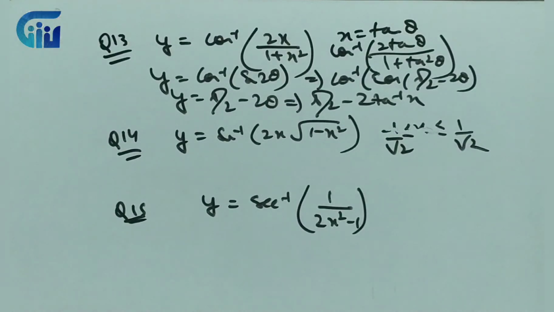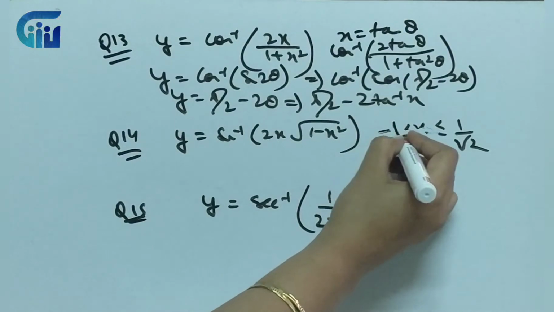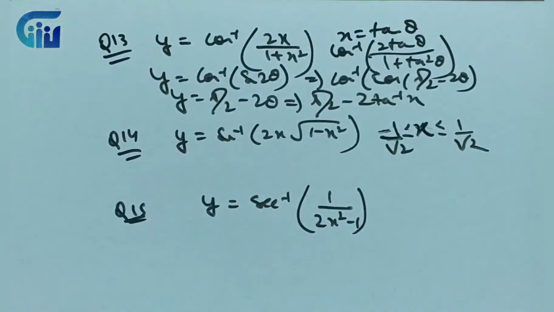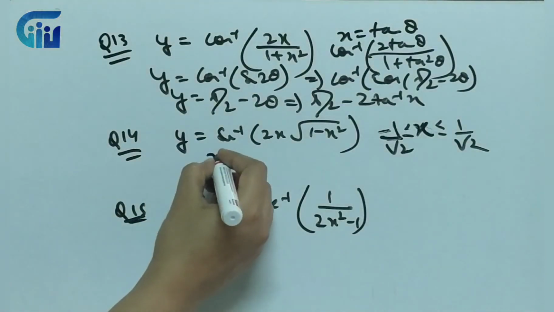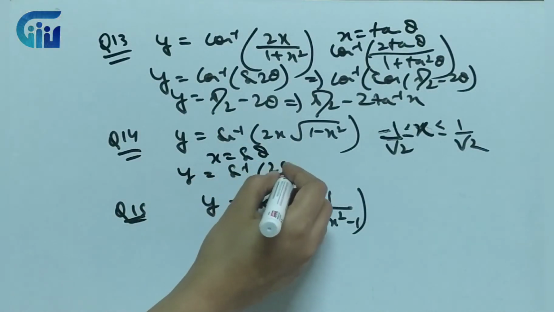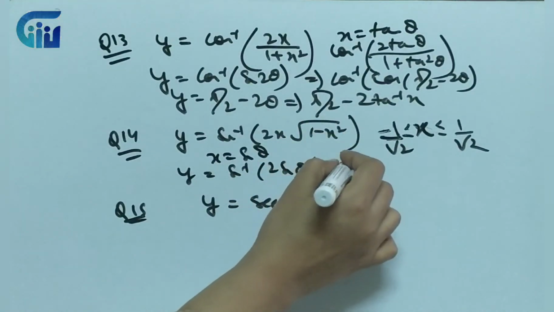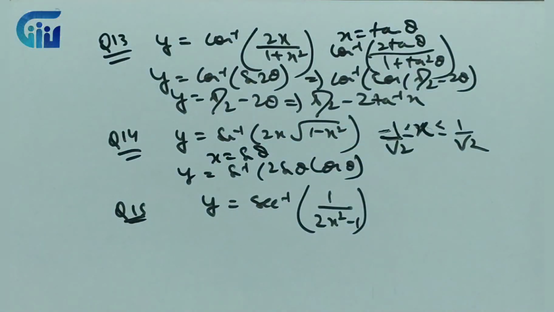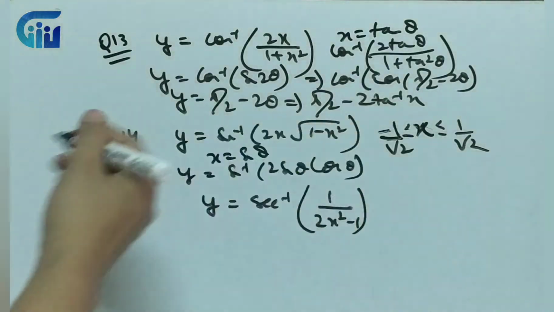Right? Now observe question number 14 over here. Sine inverse of 2x into under root 1 minus x square. Now the range of x is given from minus 1 upon root 2 to plus 1 upon root 2. Now if I put x as sine theta over here, I'll get my answer as sine inverse of 2 sine theta, and 1 minus sine square theta is cos theta. So I'll get sine 2 theta and so on. Similarly, if I put cos theta, I'll get the same thing.